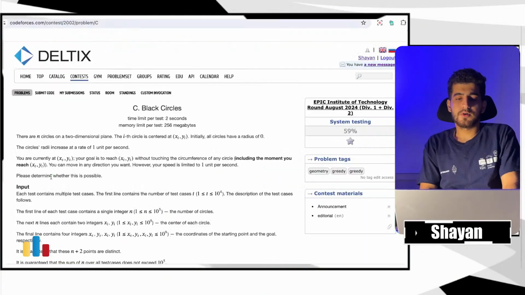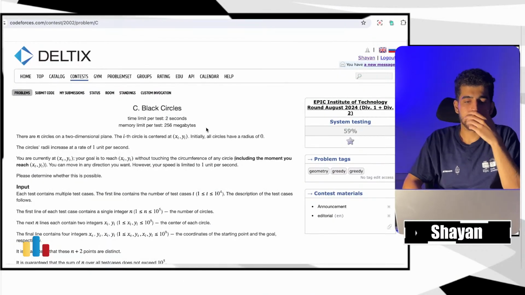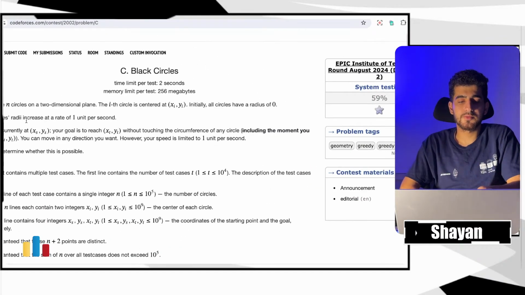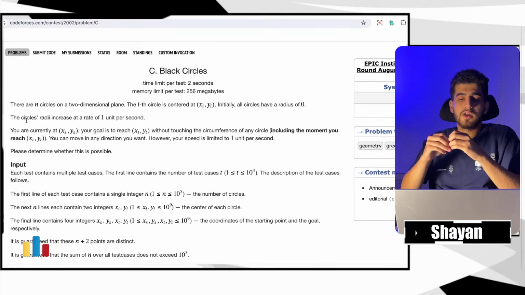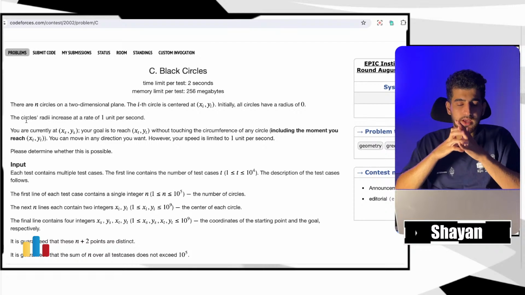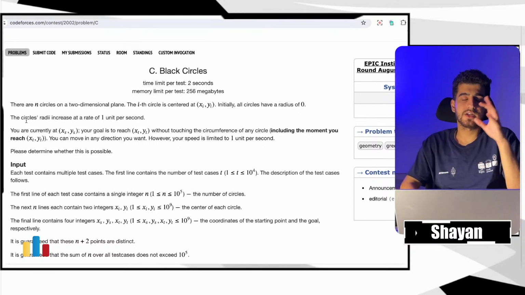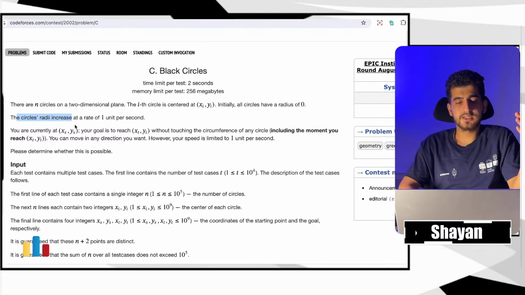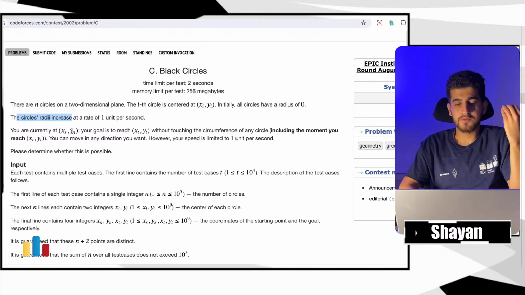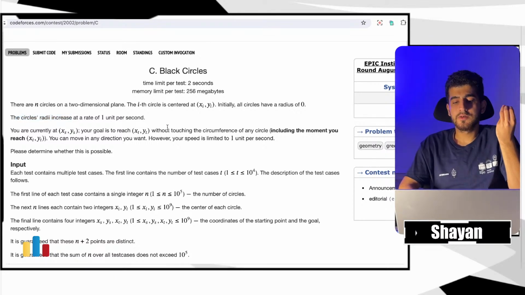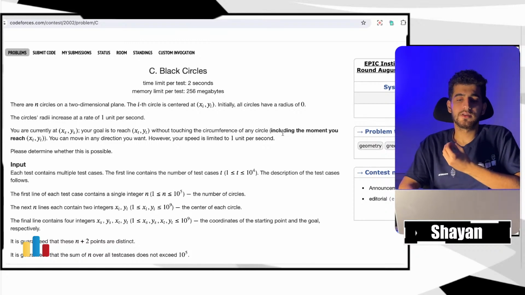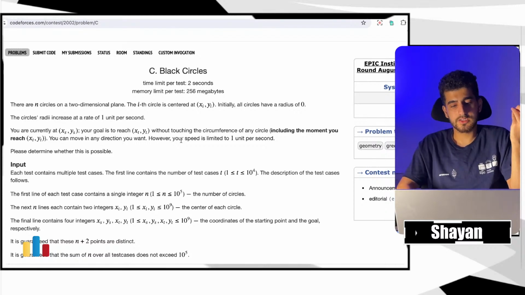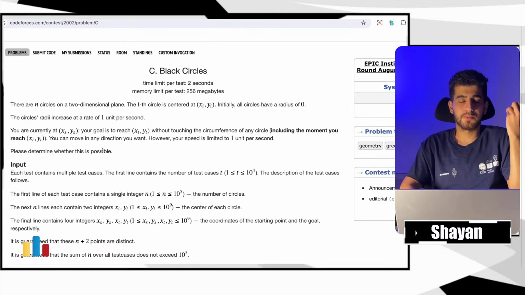So let's move on to the third problem. It says that there are n circles on a two-dimensional plane. The ith circle is centered at x_i, y_i. Initially, all circles have a radius of 0. And the circle's radius will be increased at a rate of 1 unit per second. You are currently at xs and ys. Your goal is to reach xt and yt without touching the circumference of any circle, including the moment you reach xt and yt. You can move in any direction you want, however your speed is limited to 1 unit per second. Please determine whether it is possible to do this.